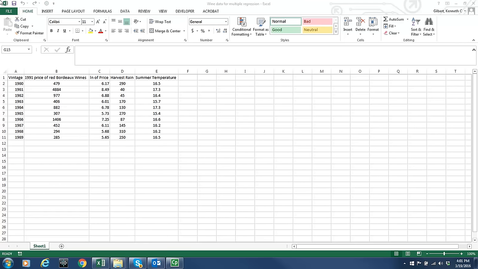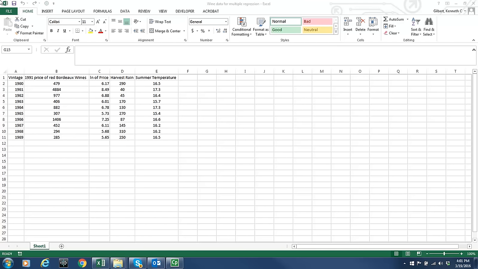This session, I'm going to introduce you to multiple regression. That's regression in which you have multiple input variables, so you end up with a prediction equation that has more than one input.